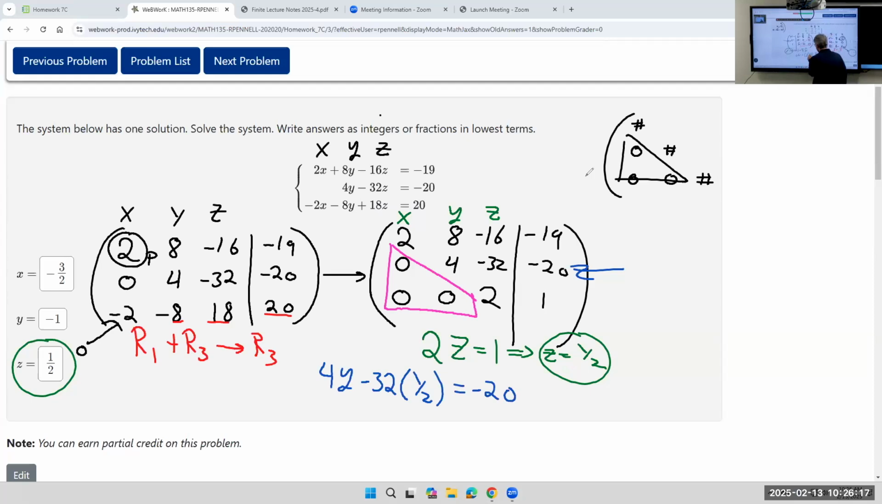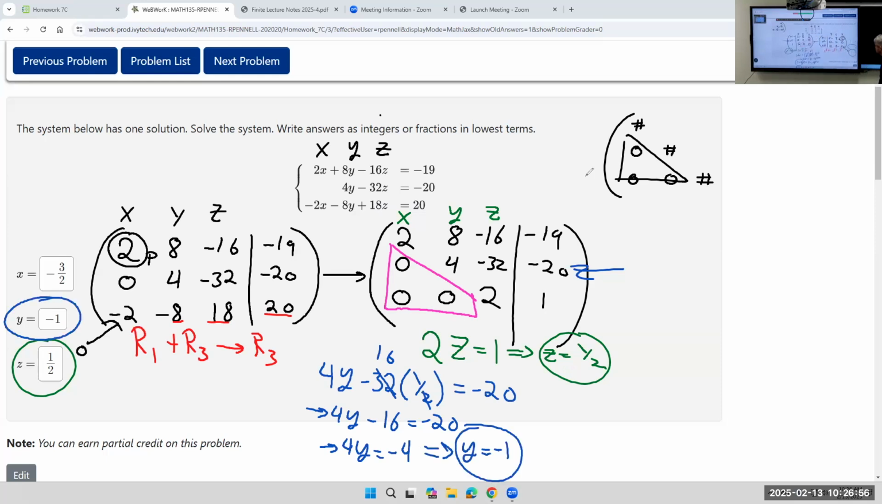Okay, so I have 32 over 2, so that gives me 16. So I'm going to do a little bit of arithmetic just to get this thing. I'll add 16 to both sides. That's 16 minus 20, that gives me a 4. So that's saying that 4 times y equals negative 4. I think the only way that could happen is if y equals negative 1. Y equals negative 1. Okay.